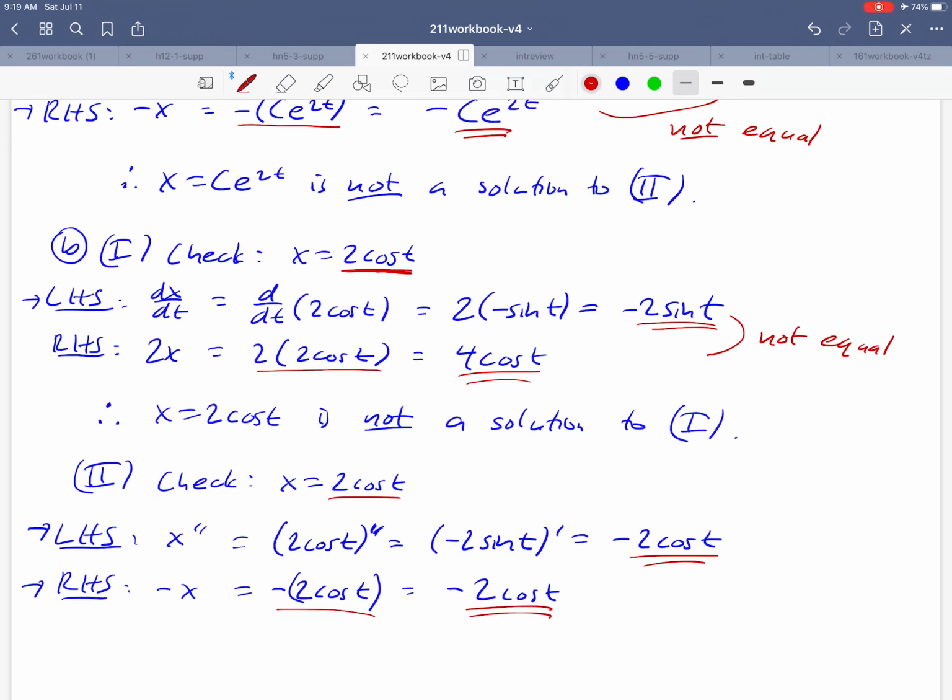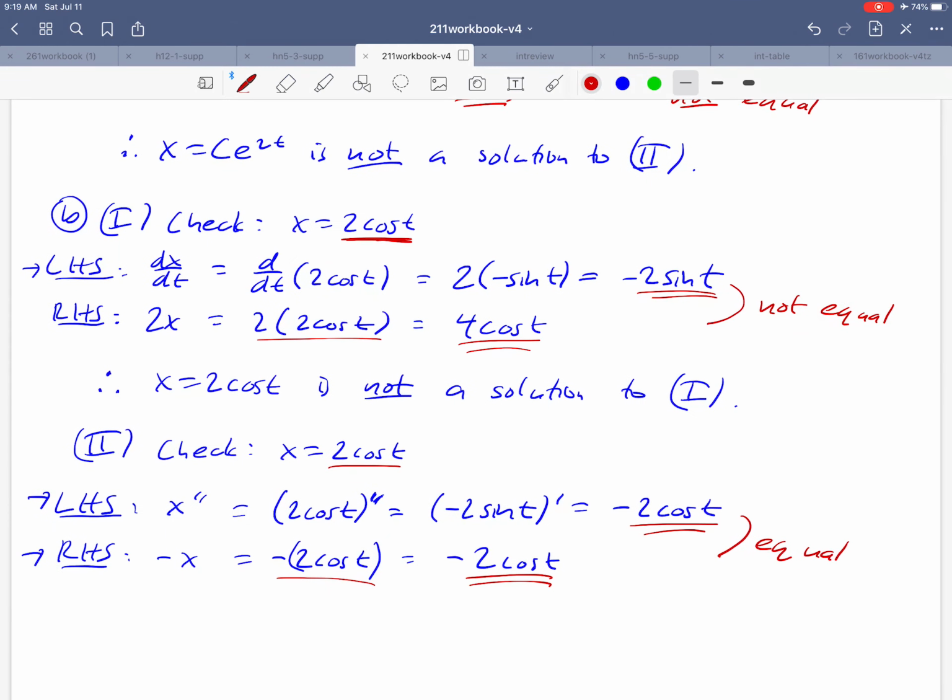This time, we did get the same thing on the left and the right-hand side, and so we have confirmed that x equals 2 cosine of t is a solution to the second differential equation. All right. So I'm hoping that that might help you to do part C and D on your own.